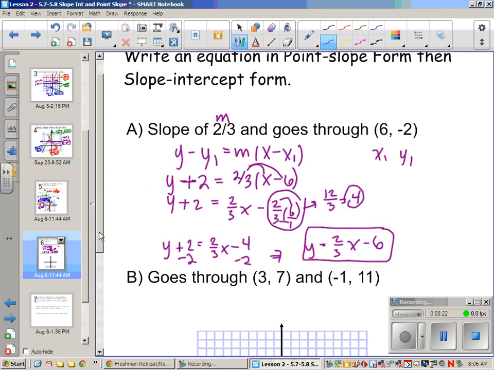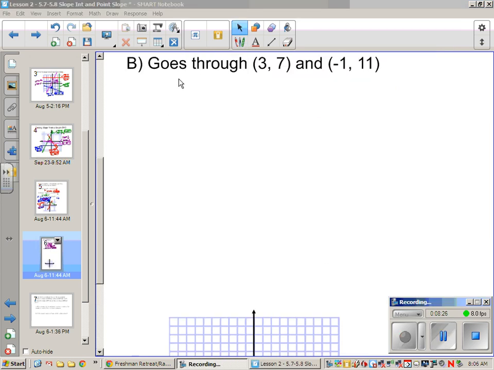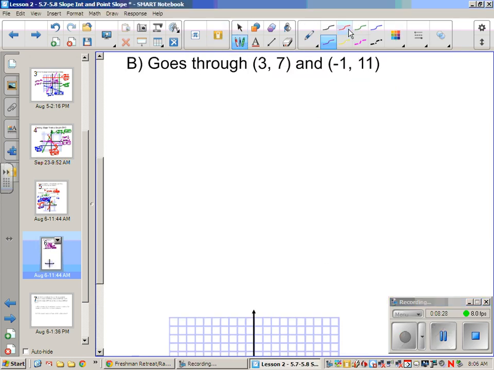Right, now we're going to move on to our last problem like this. Hold on while I move. Right, so for this last one, it says it goes through 2 points. So see if you can pause the video and first find the slope of this, and then write the equation in point slope and convert it. So pause the video. I need you to find the slope, point slope, and then finally slope intercept form.